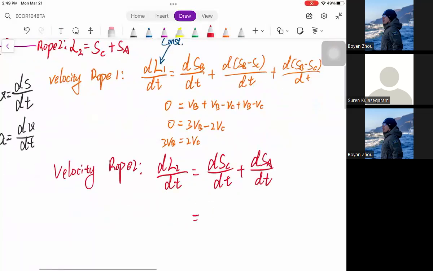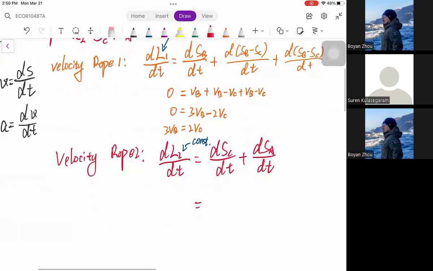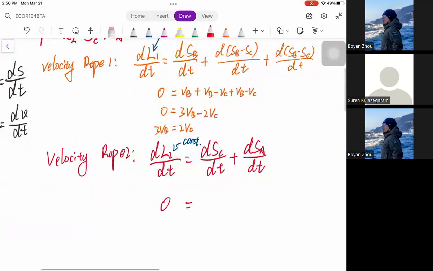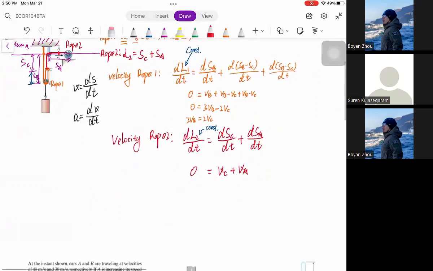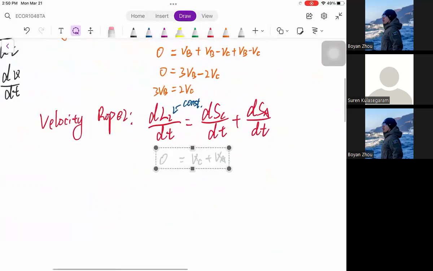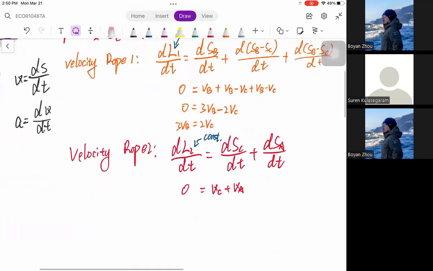Since L2 is another constant value, the total length of the second rope, it's not going to change over time. So it's 0. And the SC is actually changing over time. So that is VC plus VA. So here's another equation relating the velocity of point C and the velocity of point A. So now we have the velocity function.